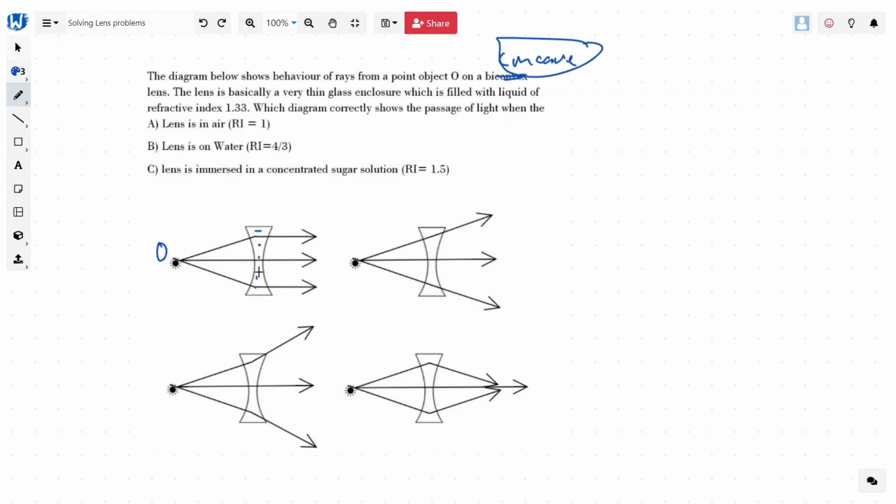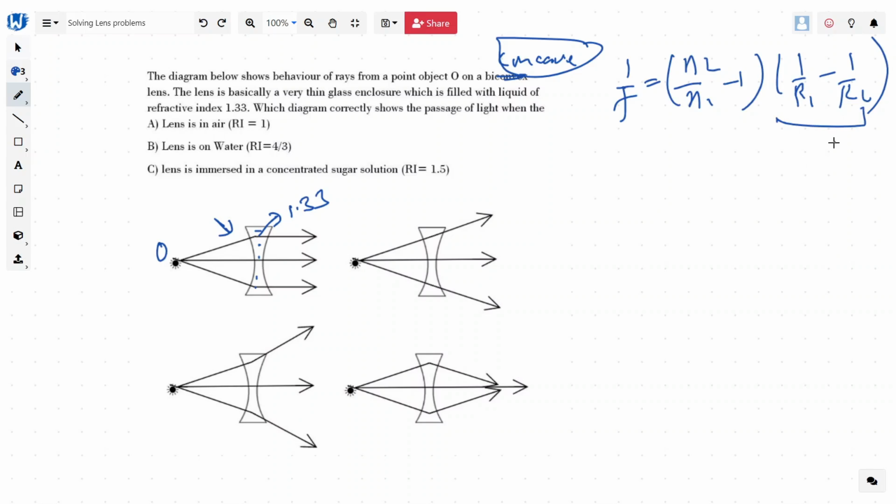So this is going to be filled with a refractive index 1.33. Which diagram correctly shows the passage of light when the lens is in the air? So now the lens is in the air. In that case, we always know f is going to be (n2 by n1 minus 1) into (1 by R1 minus 1 by R2). And this is going to be, let's say, x.